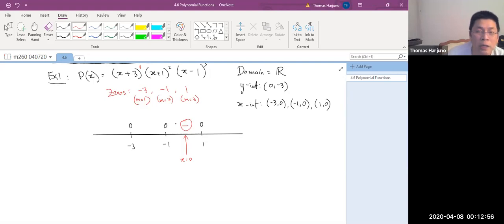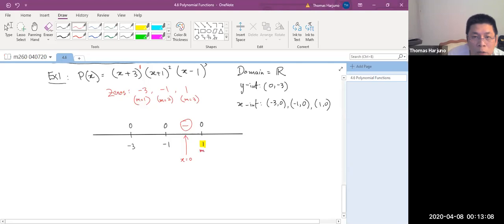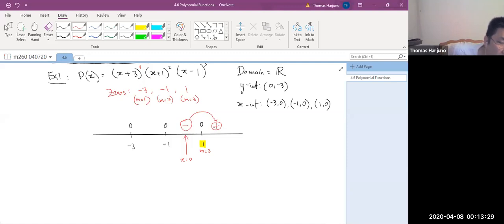Now you will see the following. This 1 here is a zero with odd multiplicity. If a number is a critical number with odd multiplicity, then when we jump across that critical number, we will change the sign. In other words, a zero with odd multiplicity must have opposite signs on the left and right-hand side.